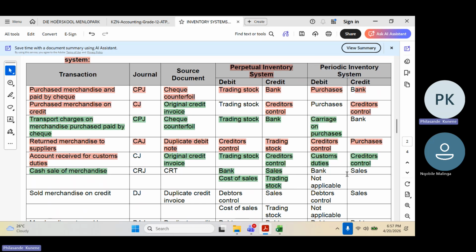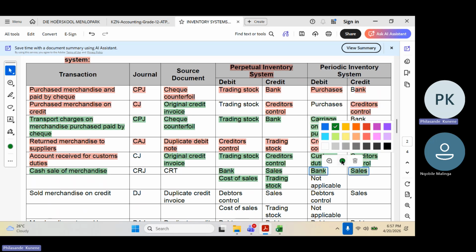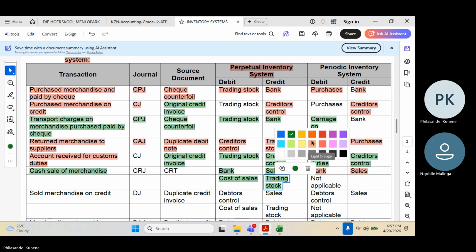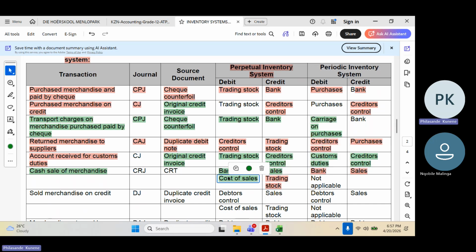But when it comes to periodic, we only have bank and sales here, nothing much. Only 2 accounts are being affected there. So we're debiting the bank because we're receiving cash, and then we're crediting sales. The other line is not applicable for periodic system. So whenever you're selling something under perpetual, there will be a 4-line journal entry.